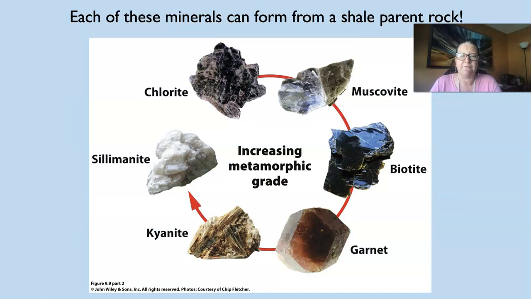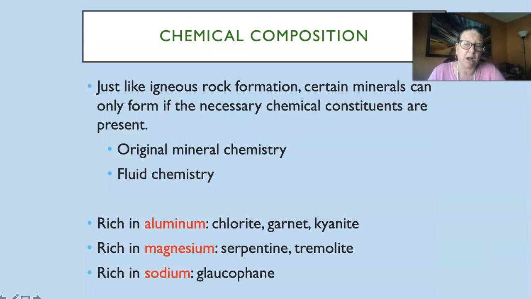Here are minerals that formed from a single shale rock. We start with chlorite, and as we increase metamorphic grade, which means we increase the heat and pressure, chlorite can turn into muscovite, which can turn into biotite, which can turn into garnet, and then kyanite, and then sillimanite. So each of these is a metamorphic mineral that represents a particular set of pressure temperature conditions during metamorphism. So just like with igneous rocks, certain minerals can only form under metamorphic conditions if you have the right ingredients.